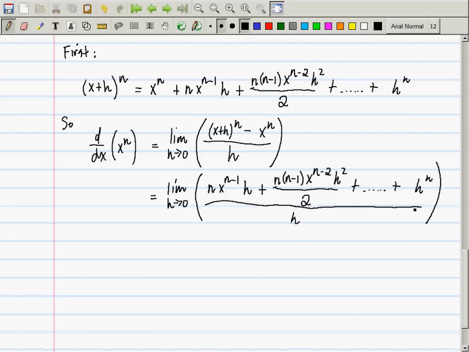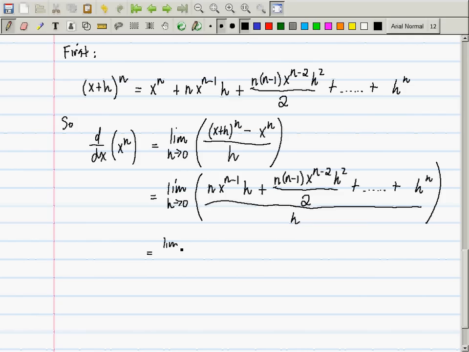Also 0, because what is a common factor in every term in the numerator? H. H is a common factor in every term. Okay, so then that means I can factor an H out of the numerator and then cancel it with the H that is in the denominator and obtain something that looks like this.